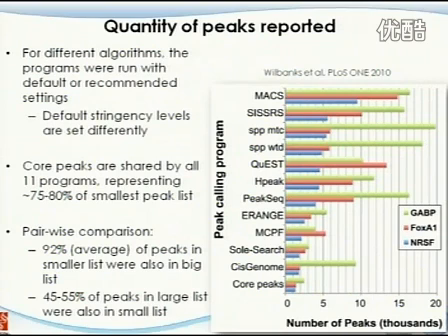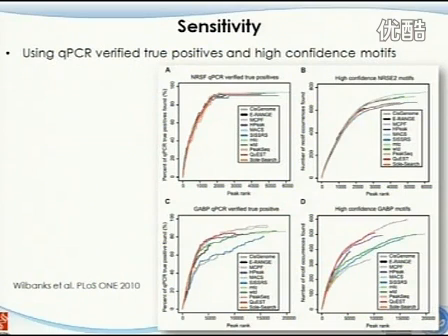And about 45 to 50% of peaks in larger lists were also in smaller lists. I don't know how to make use of this data, but the point here is just to be cautious: just one or two algorithms telling you this is a peak or not doesn't really give you a lot of information. And at this stage, it's hard to evaluate their functionality.